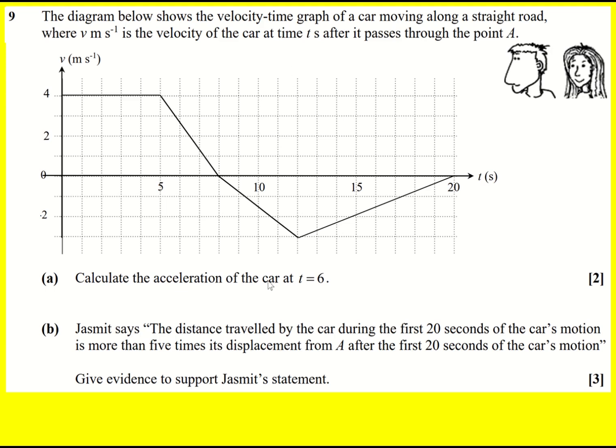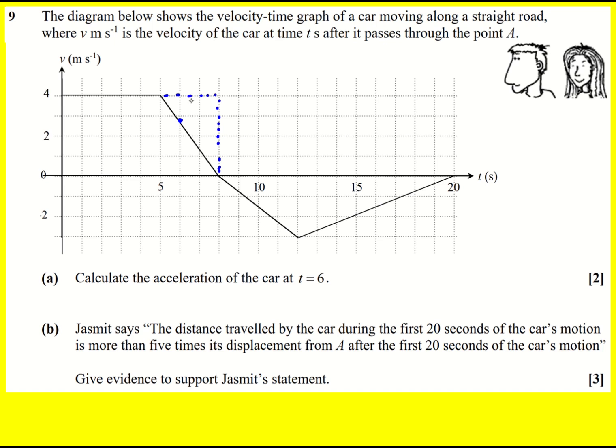In the first part of this question, we're asked to calculate the acceleration of the car at time equals 6. So that is going to be here. And actually, this is during a period of constant acceleration because the velocity is decreasing in a linear fashion. And so actually, it's just the gradient of this line, and we can look at the gradient of the whole line, or part of it, but I'm going to go between here and here.